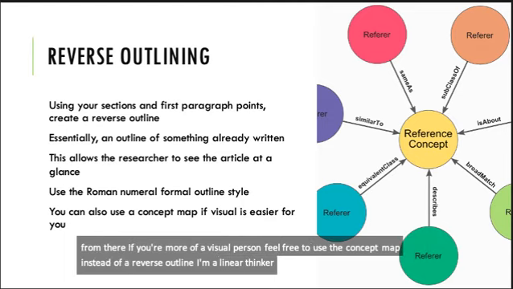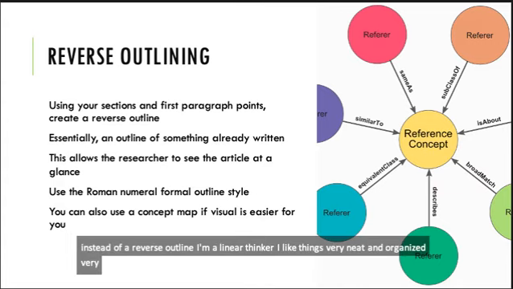But basically, a reverse outline is doing an outline of something that's already written. So this is something you can use to help you understand the articles. You can also use it when you're trying to figure out the organization of a draft that you wrote. But for today, we're going to focus on articles.